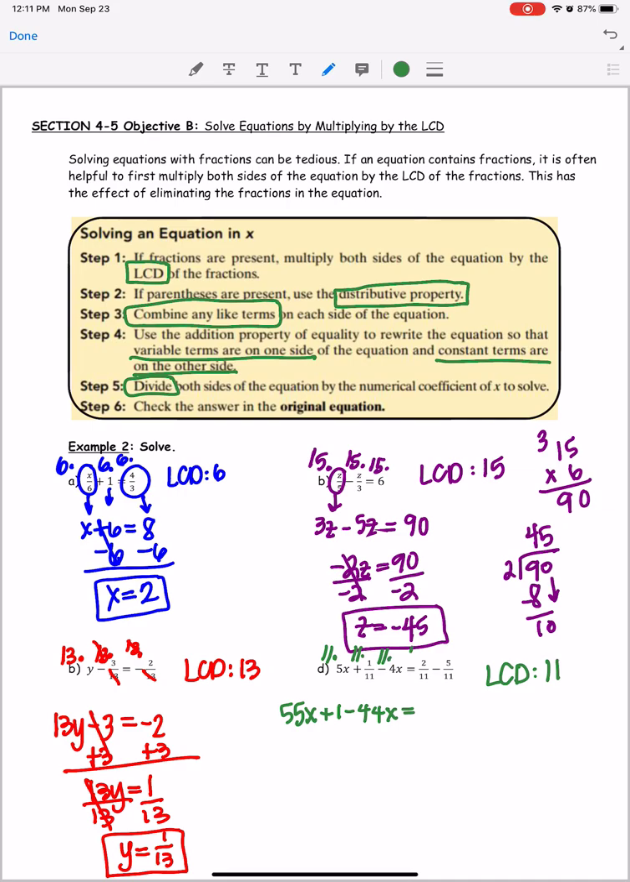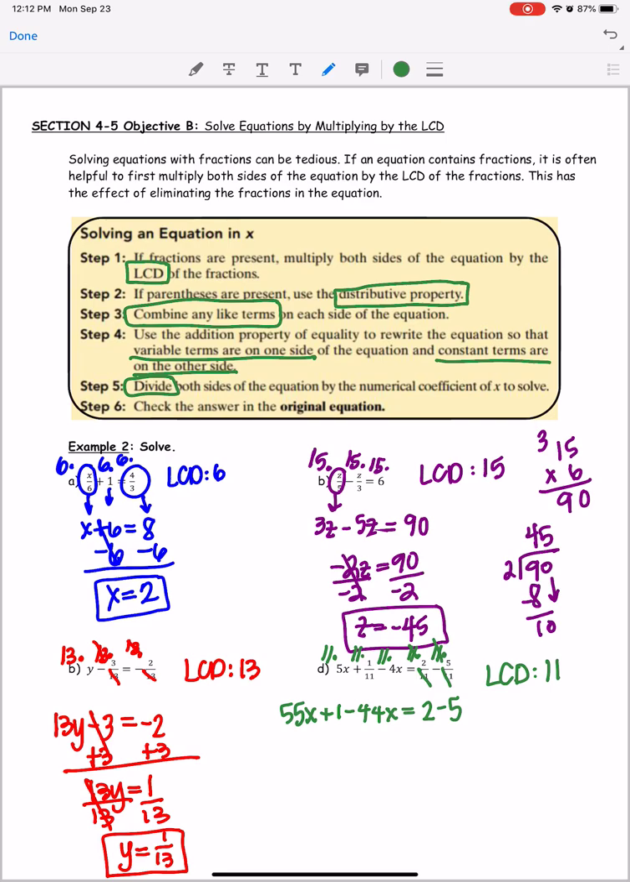So now the right side, multiply this by 11. Again, your 11s cancel, and we're left with 2 minus, times this by 11. Your 11s cancel again, and we're left with a minus 5. So again, we multiplied everything by its LCD and got rid of all the fractions. That was the goal. So now we're right here at step 3.